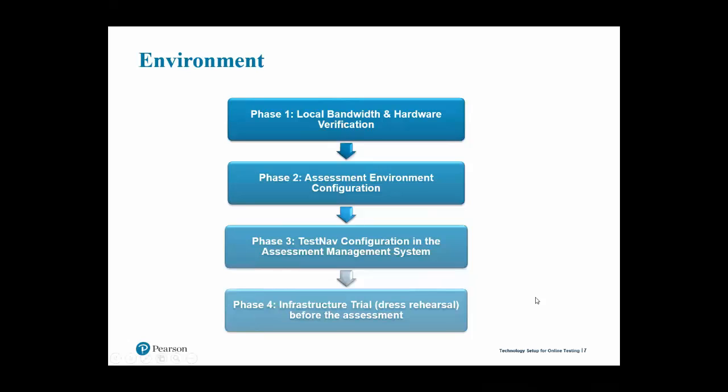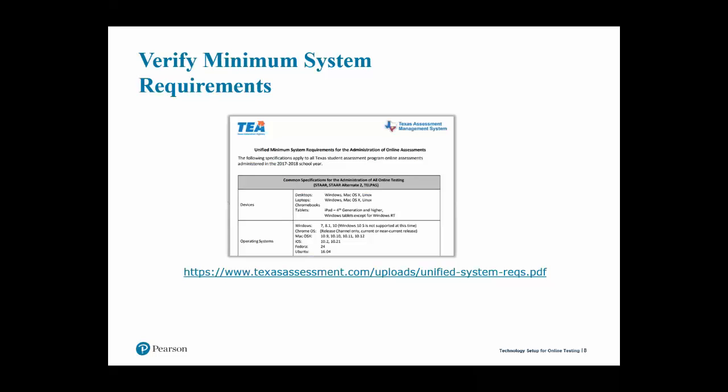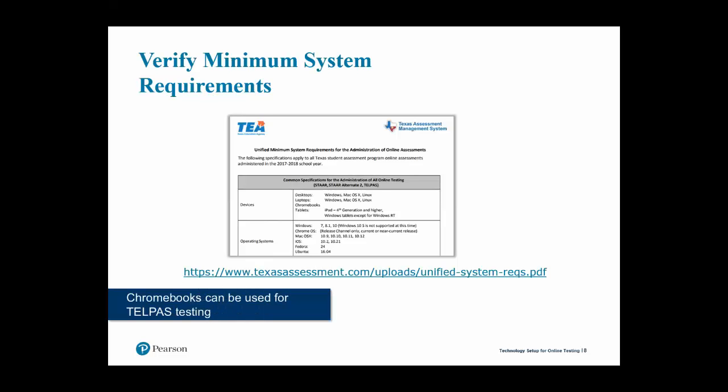So let's take a look now. We talked about the first phase there, verifying your hardware. And one of the things that will help you with that is viewing the minimum system requirements document that we have posted out there for you. You can access it through the web address listed on the screen, and you can also access this from the Avocet site. We also have the TestNav 8 online support site that has the most recent updates, and we'll take a closer look at that as well. And remember, for this year, Chromebooks can be used for TELPAS testing. So again, you'll want to access this document to verify the minimum system requirements.